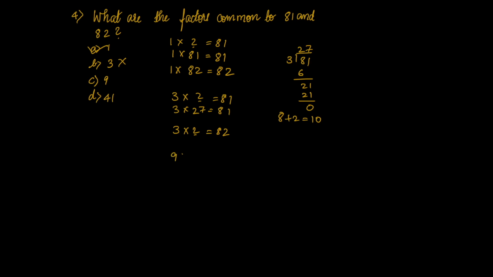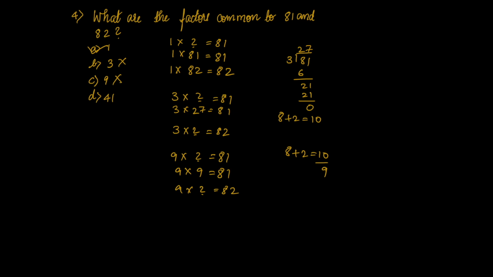Well, what about 9? Is there any number you can multiply by 9 to get you to 81? Well, yeah, you can multiply 9 by 9 to get you to 81. What about 82? Well, again, 8 plus 2 gives you 10, and 10 is not divisible by 9, which is the divisibility rule of 9. The sum of digits must be divisible by 9 for the number to be divisible by 9. So 9 too is not a common factor of both 81 and 82.